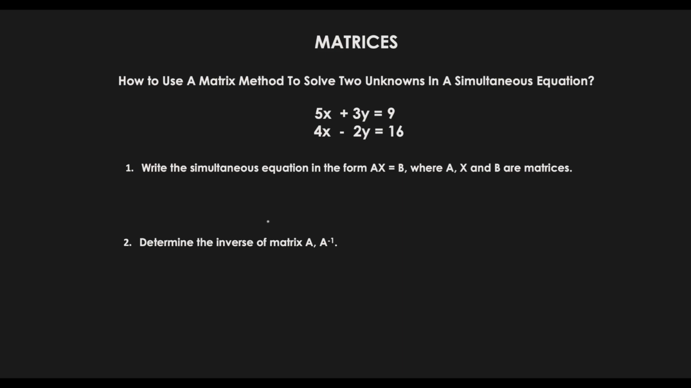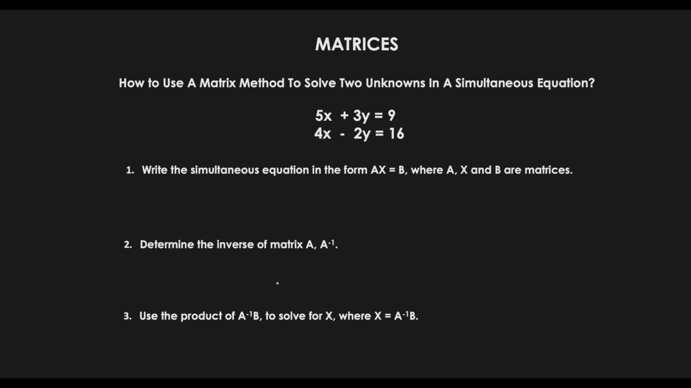Number two, we then have to determine the inverse of matrix A. From this expression here, we have to determine the inverse of matrix A. Once we have the inverse, in our third step, we'll multiply that inverse by B so we can solve for X. We are solving for X in that instance in order to determine the values of X and Y. So let's break this example down and try to answer it so you can understand what's happening here.